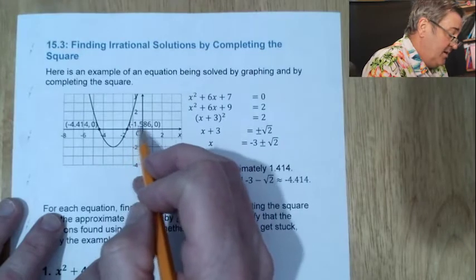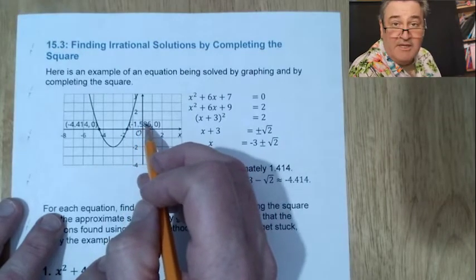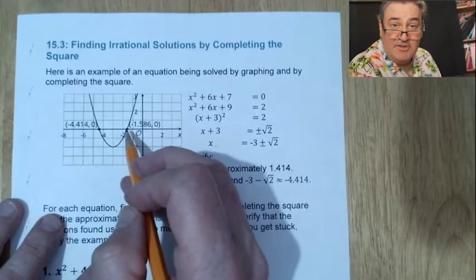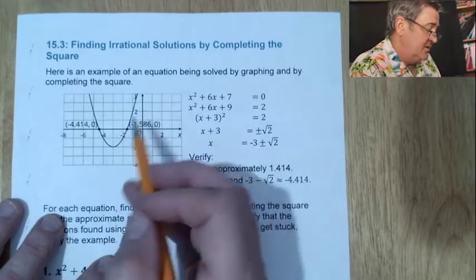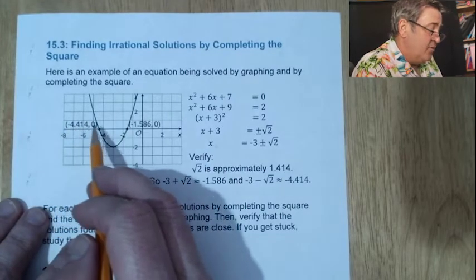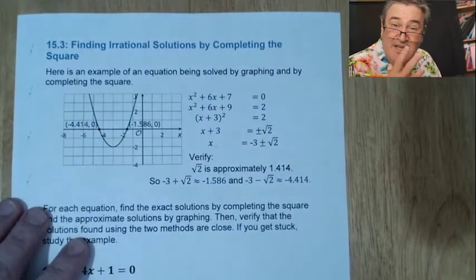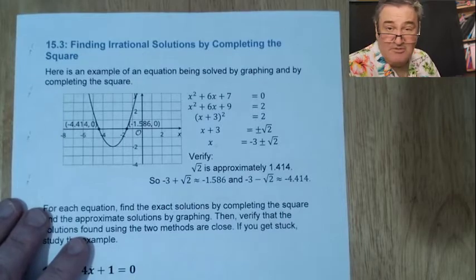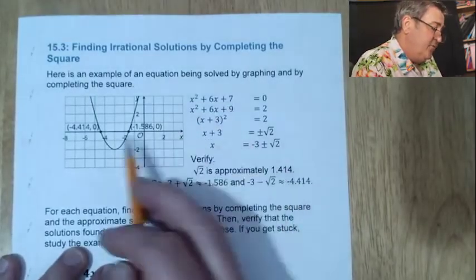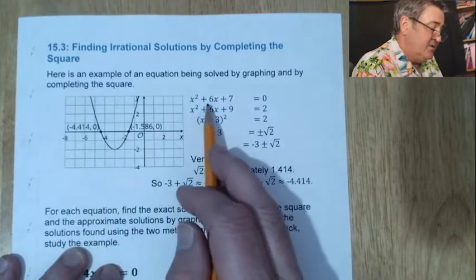Negative 1.586, rounded to 3 decimals, comma 0, is where it crosses right there. So that's one solution, because that's where it crosses the x-axis. The other one's negative 4.414. That's the other solution. Neither one of those solutions are very nice whole numbers that we usually work with. So here's the equation for this graph. x squared plus 6x plus 7.